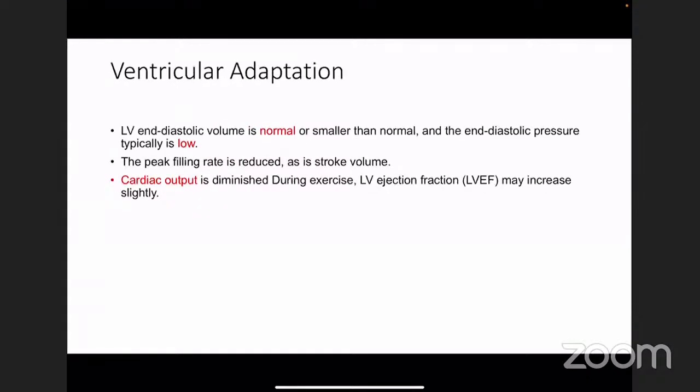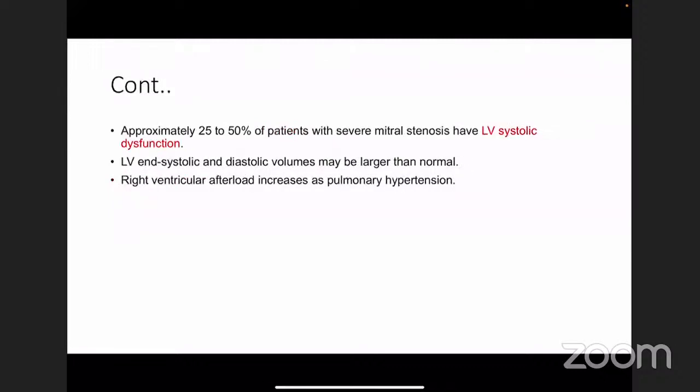Ventricular adaptation: LV end diastolic volume is normal or smaller than normal, and end diastolic pressure typically is low. The peak filling rate is reduced, as is stroke volume. Cardiac output is diminished during exercise, and LV ejection fraction may increase slightly. Approximately 25 to 50% of patients with severe mitral stenosis have LV systolic dysfunction. LV systolic and diastolic volume may be larger than normal.